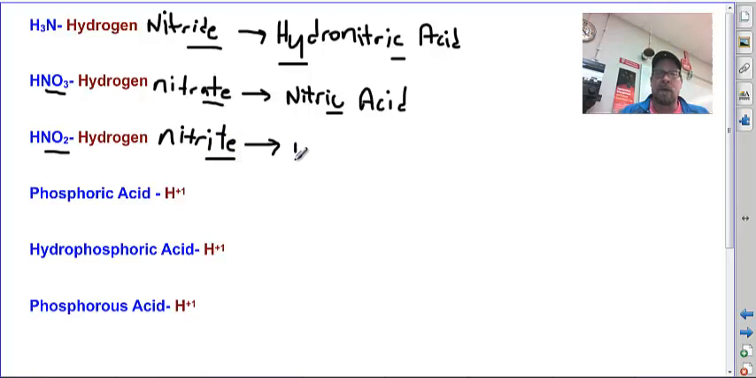ITE then means you go to the OUS ending. I'm sorry, I'm just so used to looking at it and naming it as an acid, I sometimes don't stop to think of what that middle step is. That becomes nitrous acid.